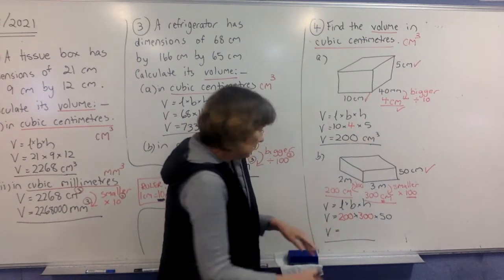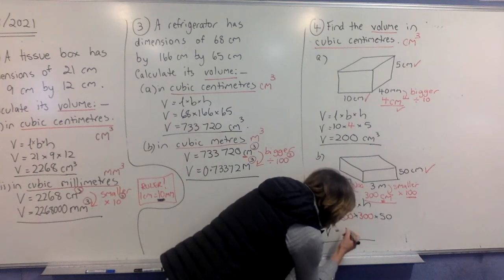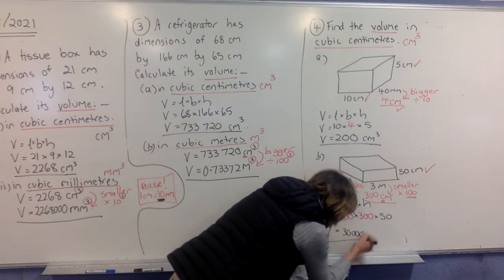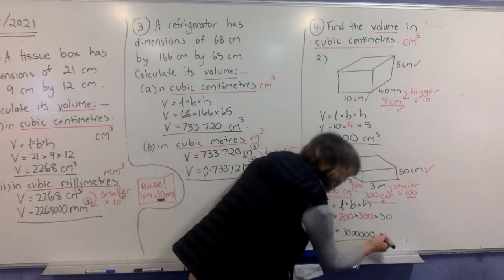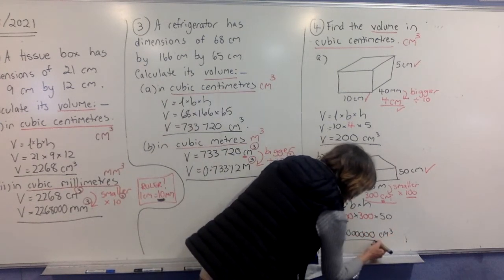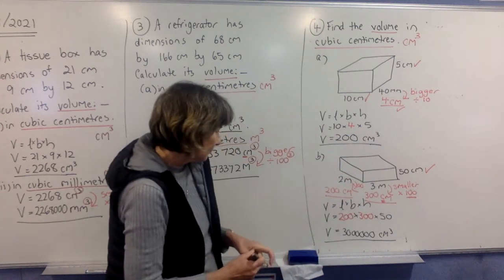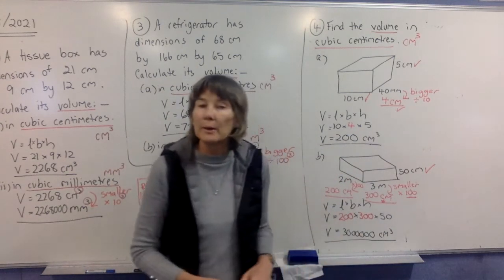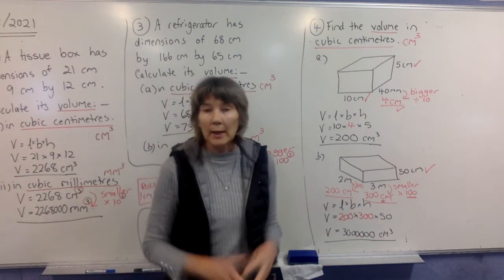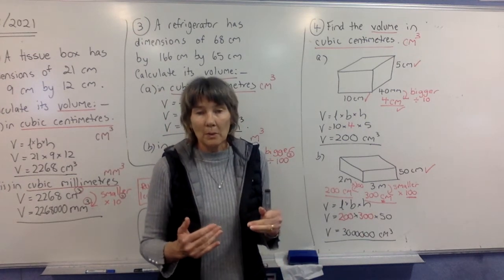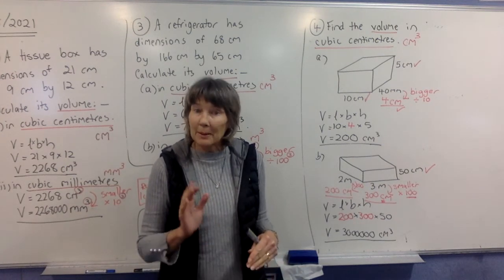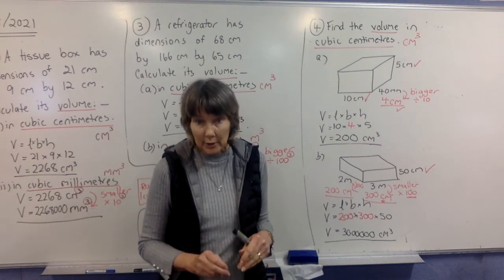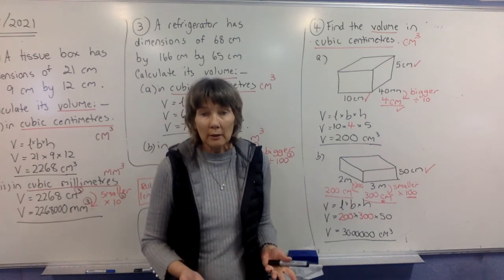They're all going in, and you'll get an answer off your calculator. Then you write on the end, centimetres cubed. So we ended up with 3 million centimetres cubed. Okay, so don't forget, always start with your formula, V equals L times B times H. Then go and put your numbers in, but make sure they're in the right units first, then use your calculator.